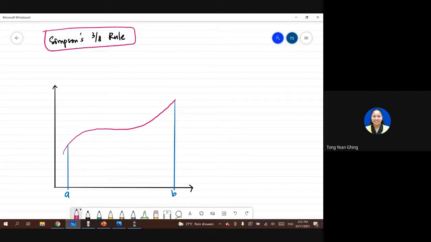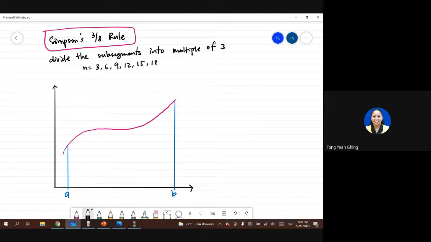For Simpson's 3/8 rule, if you divide the segment, I call it sub-segments, into a multiplication of 3, a multiple of 3. Okay, that means n can be 3, 6, 9, 12, 15, 18, and so on. It just must be that n is a multiple of 3. Else we cannot use Simpson's 3/8 rule.